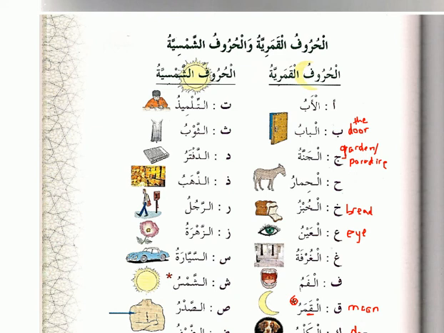So we have ta first, right? And you guys know this one because we went over it. At-tilmidu, the student. Say it with me. If you haven't been saying it with me, say it out loud. At-tilmidu, the student. Good. Next one is tha. Ath-thobu. And with all of these, I'm skipping the lam, right? At-tilmidu. Ath-thobu. What does that mean?